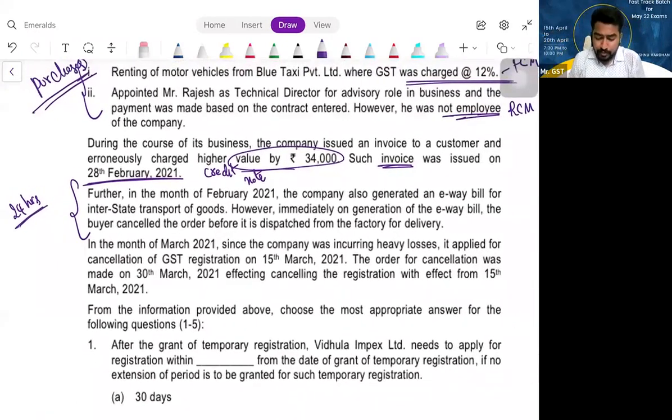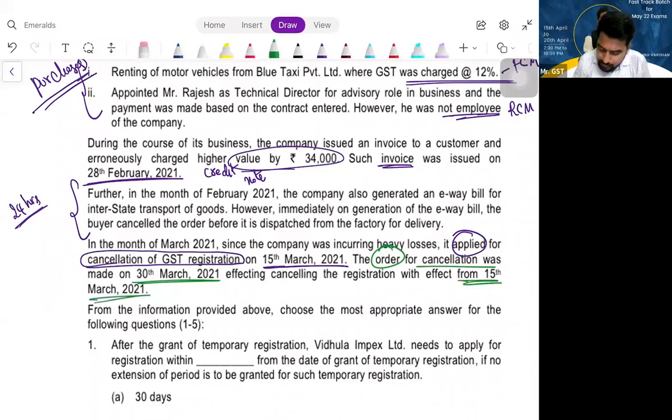Next, in the month of March 2021, since the company was incurring heavy losses, it applied for cancellation of GST registration on 15th March 2021. Yes, they have applied voluntarily. When the order was given, my dear friends, the order for cancellation was given on 30th March 2021, with the cancellation effective from 15th March.